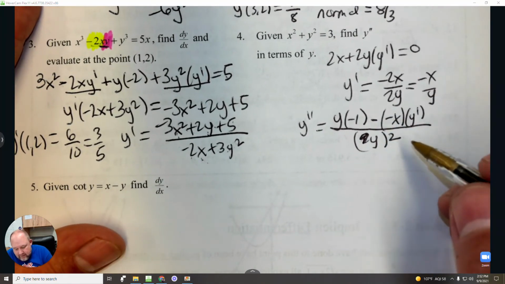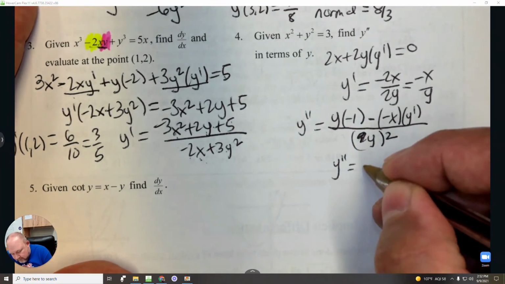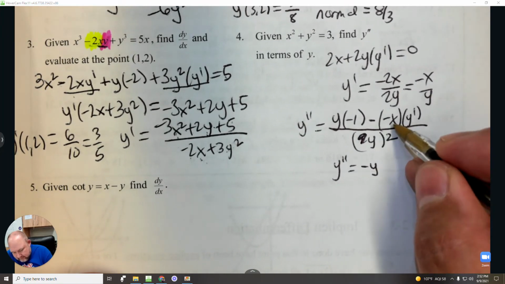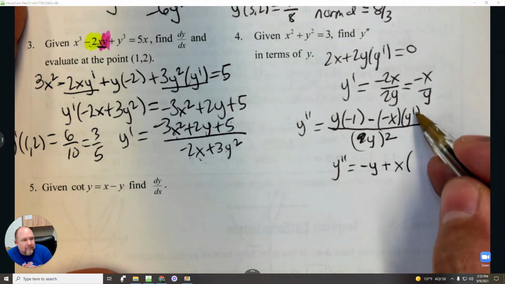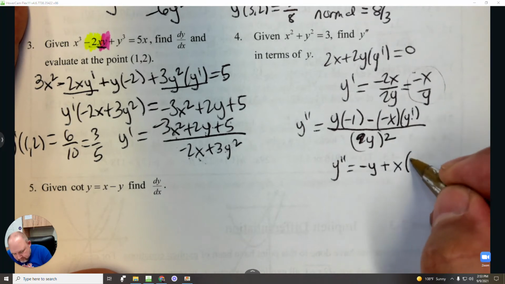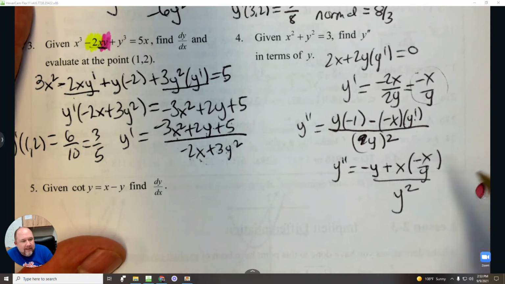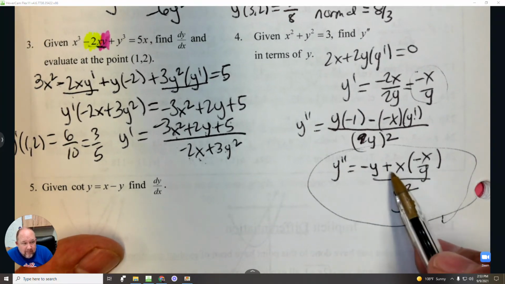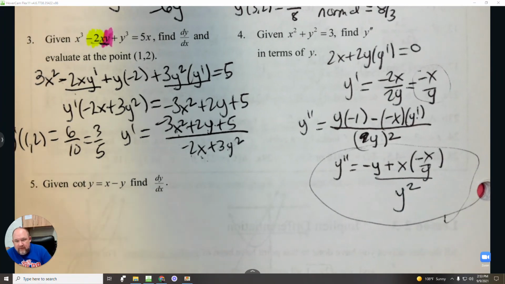And then I don't want y prime in my answer. So it's going to be negative y, that's a plus x. And now y prime, we solved that. Y prime is negative x over y, so I can do a substitution. And that's all over y squared. I'm not going to make you simplify it. So there's the second derivative. If you wanted to get common denominators and simplify, you could. But I'm not going to do that. Number 5.